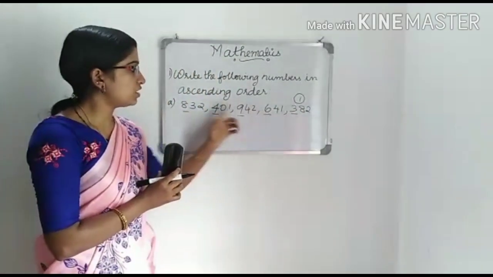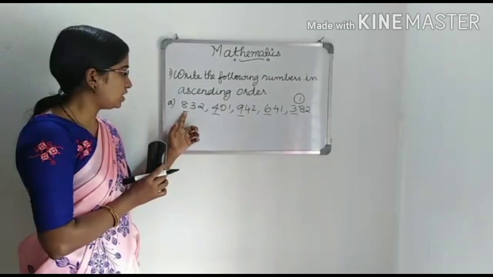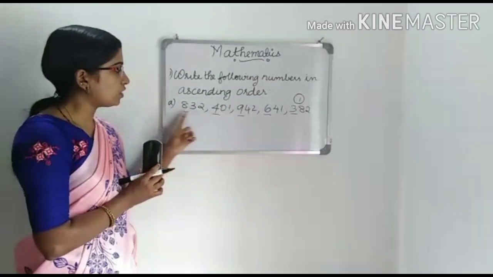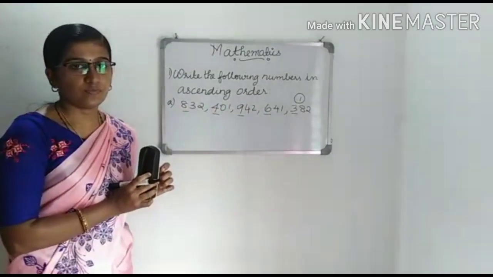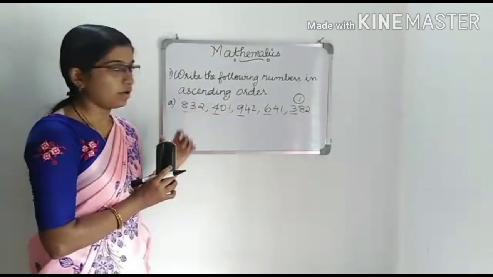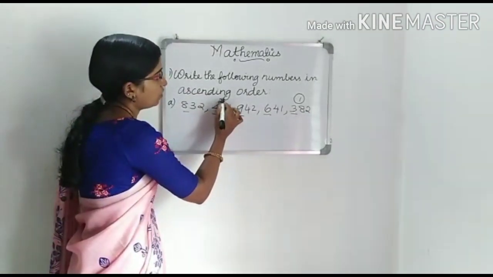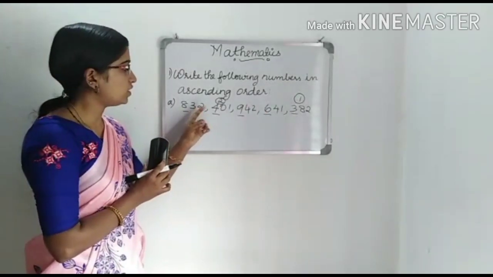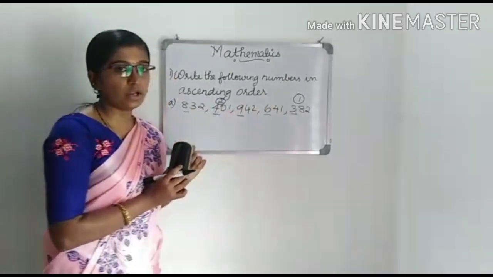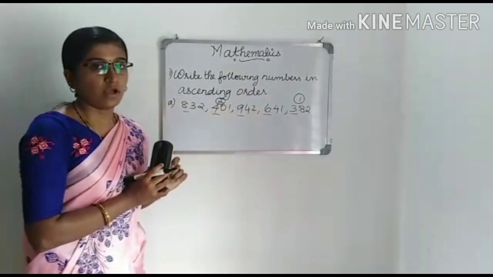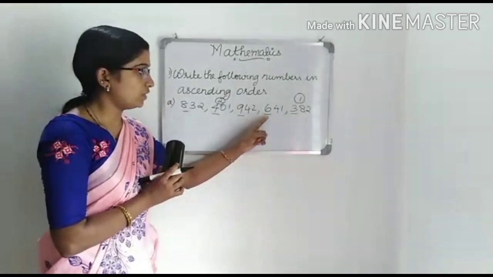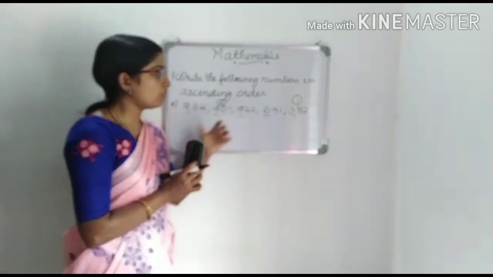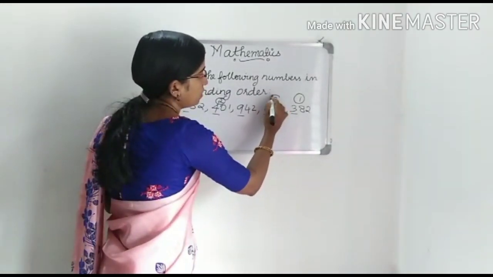Next, we should compare these 4 numbers. Here the digit in the hundreds place is 8, here 4, here 9 and 6. Out of these 4 numbers, the smallest number is, yes, 401. So the next number is 401. Then we should compare these 3 numbers 832, 942 and 641. Out of these 3 numbers, the smallest number is, yes, the number with digit 6 in the hundreds place is smaller. So the next number is 641.